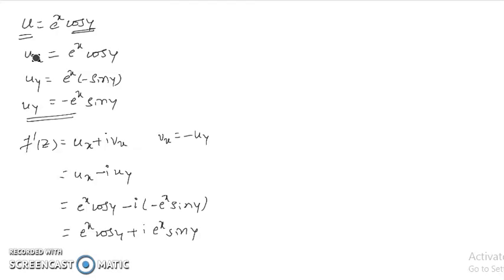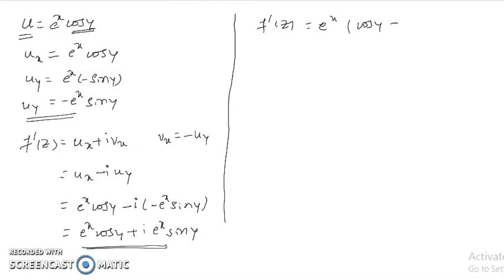Now we can solve this in two ways. We can simplify this directly. How can we simplify? Let me show you here. So that is f dash of z is equal to e to the power x, I am going to take common. So what remains? cos y plus i sin y. So e raised to x, and this one I can write as e to the power iy. Since the bases are the same, we have to add powers, so we get e to the power x plus iy.